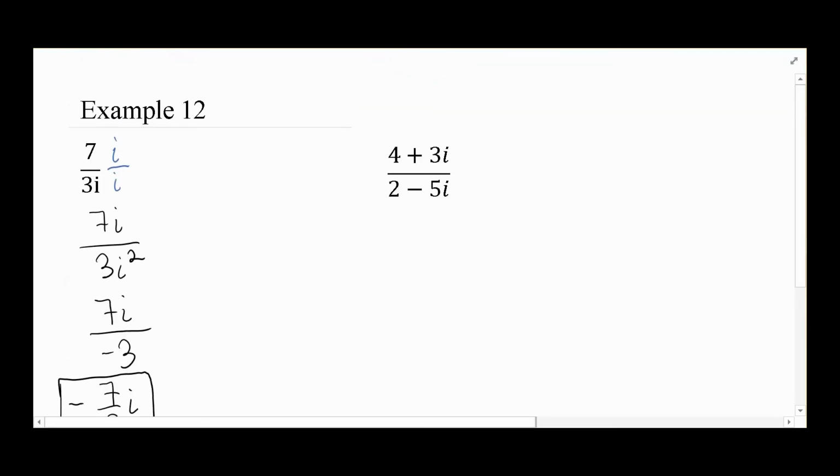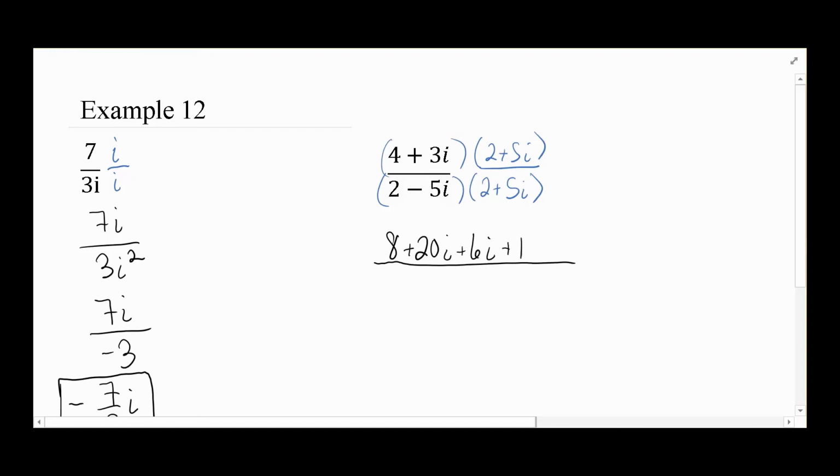Now, if we have two terms, we're going to multiply by the complex conjugate. The complex conjugate of 2 minus 5i would be 2 plus 5i. And so we're going to multiply by 2 plus 5i in the top and the bottom. Now, in the top, we're going to have to FOIL that out. We're going to have first, outside, inside, last. And in the bottom, we have a difference of squares.